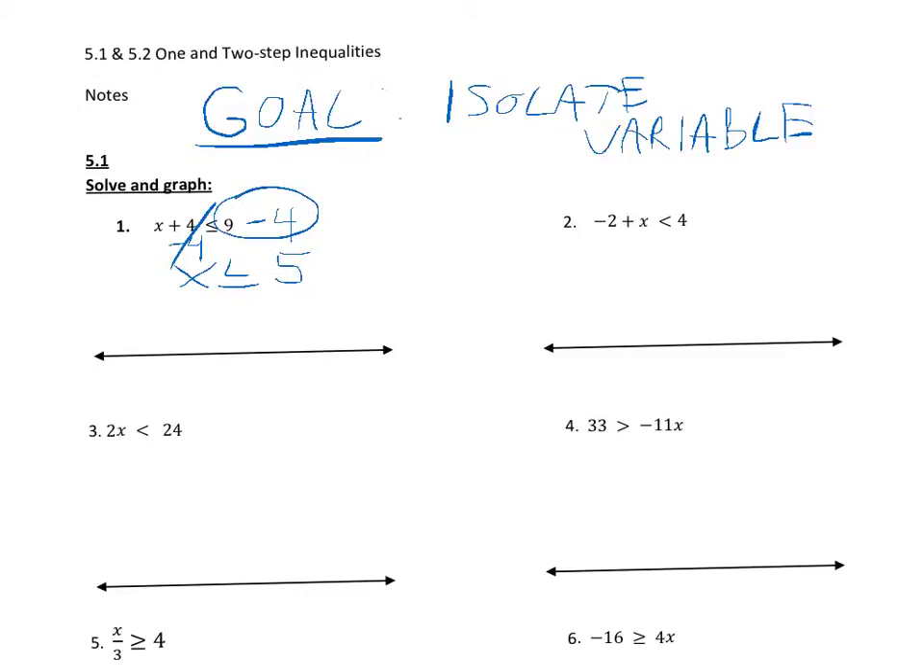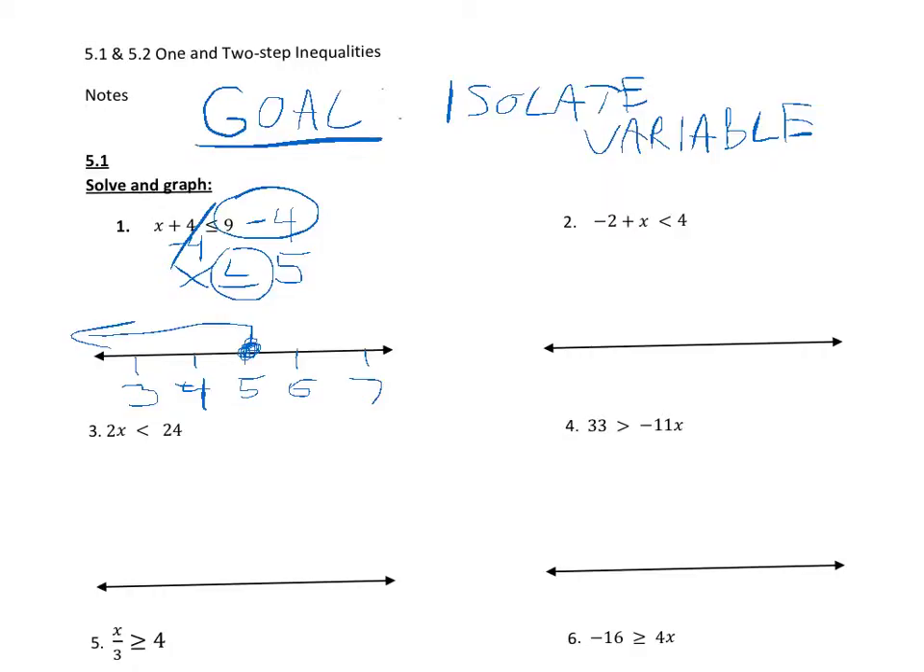Okay, now let's graph it. I'm going to put 5. Put a couple numbers to the right, 6 and 7. A couple numbers to the left, let's put 4 and 3. Now this means less than or equal to 5. Since it's equal to 5, I take this circle and I fill it in. And then this means less than 5, well, all the numbers to the left are less than 5.